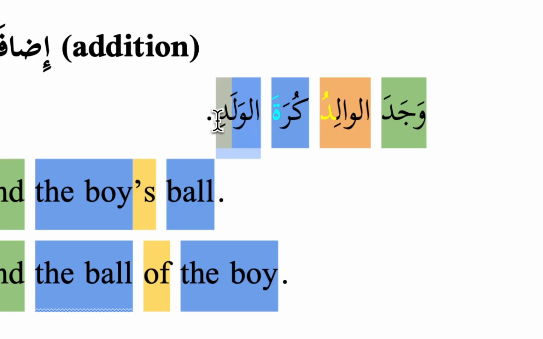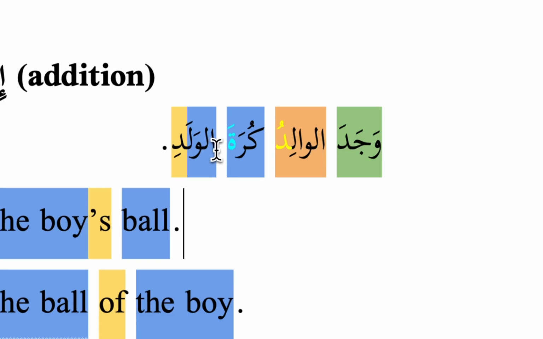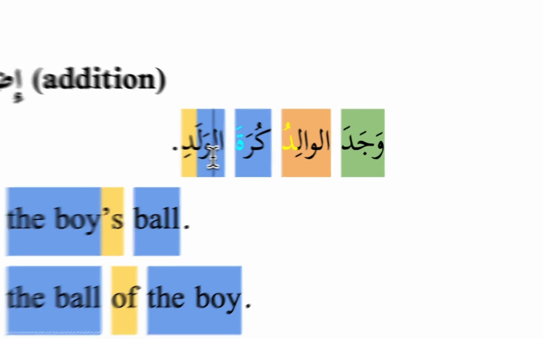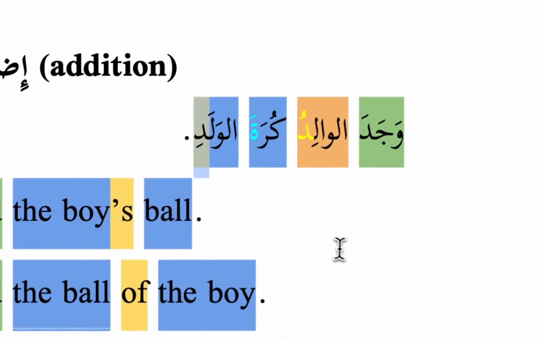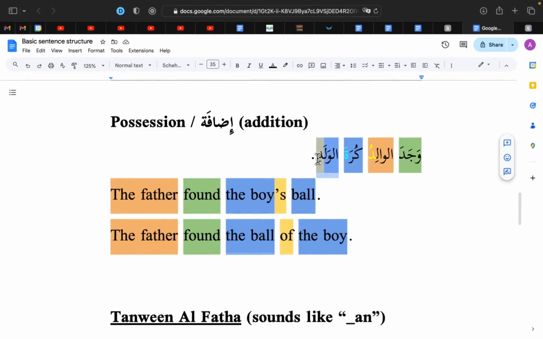And the identifier that comes after it, or the additional information that comes after it, is like, whose ball is it? And the word that comes after it, which identifies it, will have a kasra on the end. وجد الوالد كرة الولد. And so in idafa, or in possession, we add a kasra on the identifying words, the ones that identify the object. And the object in this case is the ball, and its identifier is the boy. We know it's the boy's ball, and it's the boy, so we know which boy we're talking about.